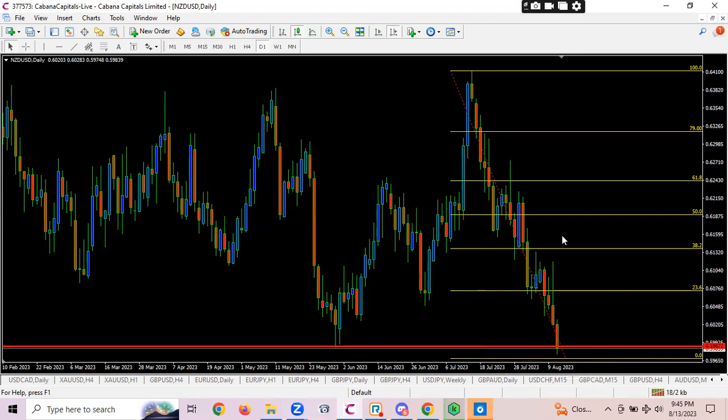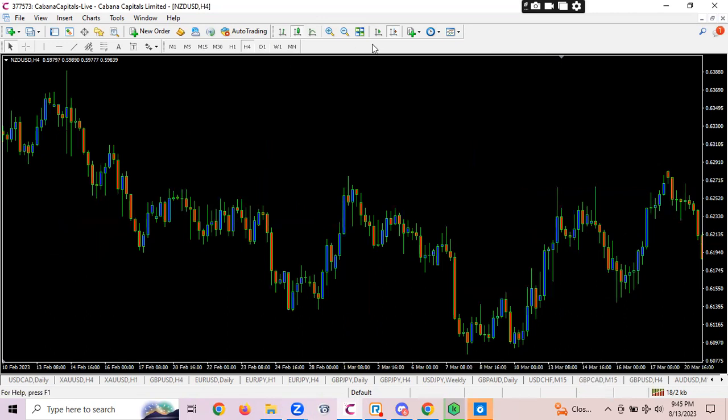Okay, so if you are even considering selling, if your bias is still bearish, wait for price to pull back, then look for a bearish reversal candlestick before you enter sell. It would not be wise to sell at the current market price.